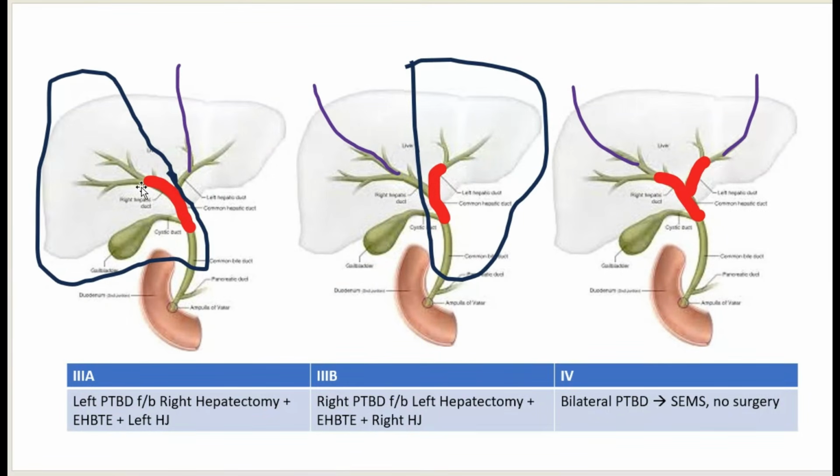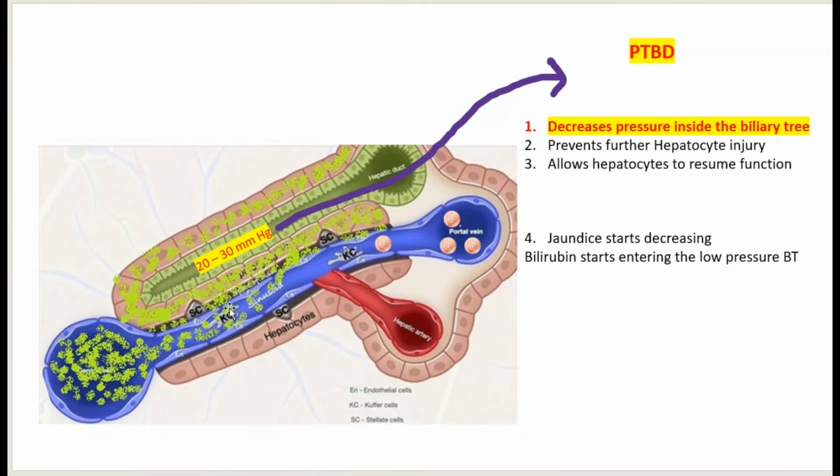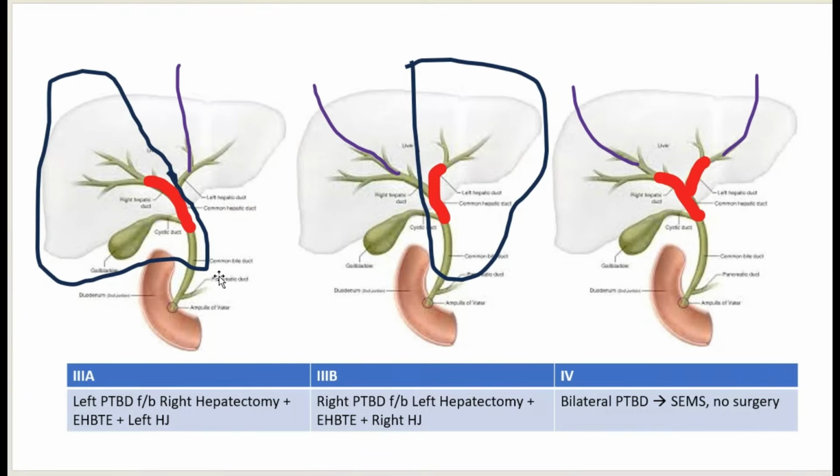So if we had placed a right PTBD for this, the right-sided biliary system is relieved of pressure. The right-sided hepatocytes start resuming their function, whereas the left-sided hepatocytes are going to continue in this vicious cycle, losing their ability. And eventually, when we do a right hepatectomy, we are going to be removing the functioning liver and leaving behind the dysfunctional liver. So this is why it's a very simple concept once you understand this.